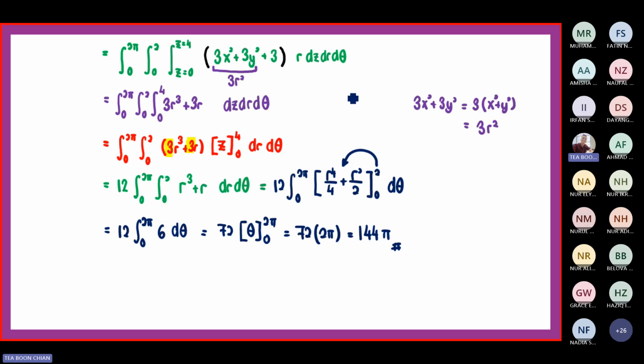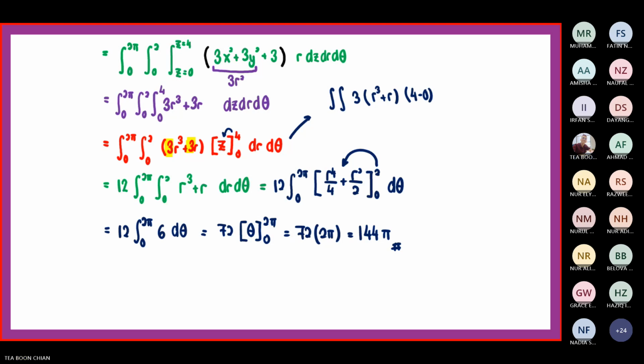Let me explain a bit. So actually, this 12 is actually taken from here. Okay, integrate. Here I actually extract 3 out first from here. And then z, if you substitute 4 into it, you get 4 minus 0. That's why 3 multiply 4 gives you 12. I factor it out. I see. Understand. All right, great.